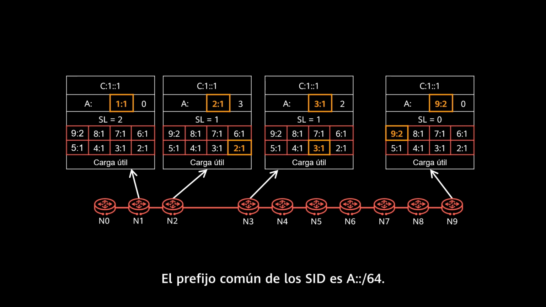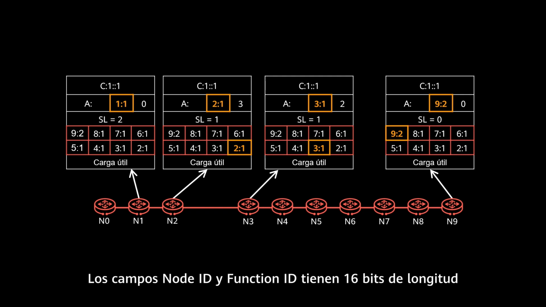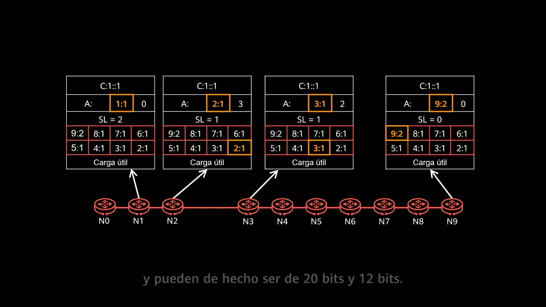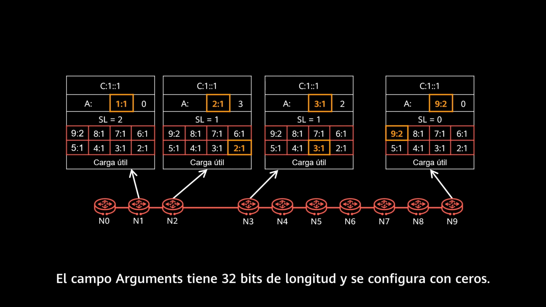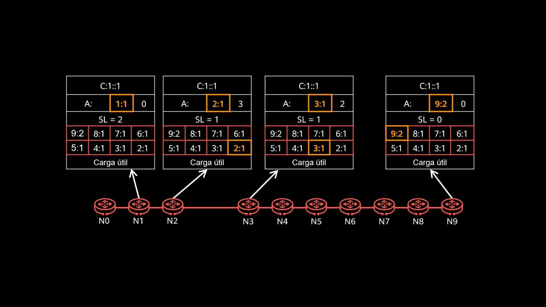The common prefix of SIDs is A::/64, and the node ID and function ID fields are both 16 bits long, but actually it can be like 20 bits and 12 bits. It's up to you. So the argument field is 32 bits long and all set to zeros. As such, the SIDs from A:1:1:1 up to A:8:1:1 are all End SIDs with COC flavors. And A:9:2 is the normal SRv6 End SID without the COC flavor.